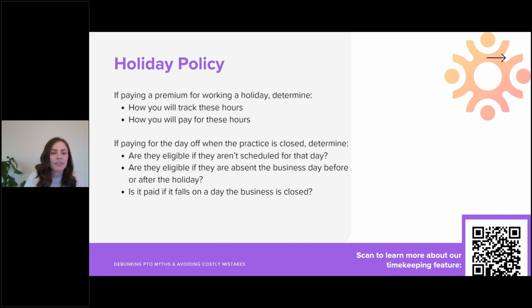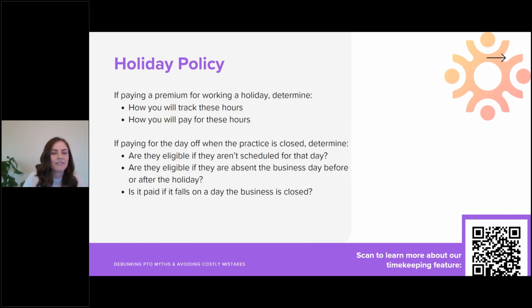If you're going to pay for the day off on a holiday when the practice is closed, you want to determine, are they eligible if they aren't scheduled for the day? So maybe the holiday falls on a Monday, but that employee isn't usually scheduled on Mondays. Are they going to get that pay or not? And then are they eligible if they are absent the business day before or after the holiday? Maybe you've seen an employee who's always out sick the day after a holiday. So do you want them to get holiday pay, or does it seem like they're abusing the system there?